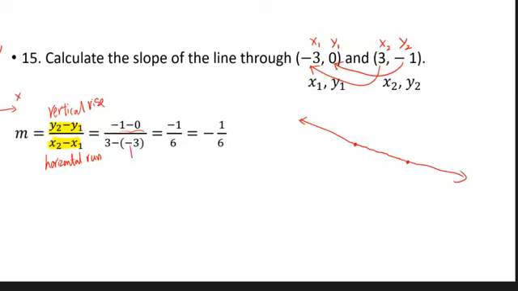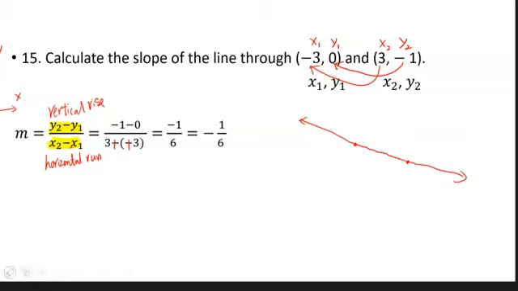Be careful with this: this minus comes from x1, which is negative 3, but this minus comes from the formula, the subtraction. So now let's simplify this. To do subtraction, we apply the rule keep, change, change. So the bottom is going to be positive 6. And anything minus 0 is itself, so the top stays as negative 1.